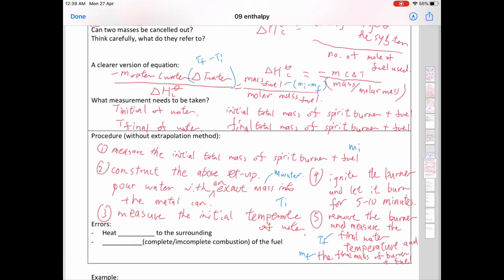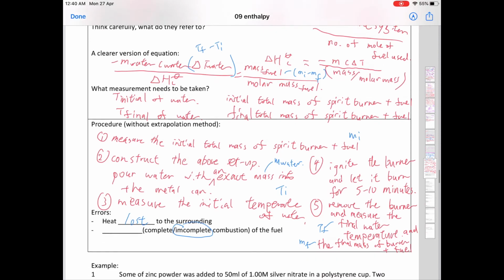And in the setup there are mainly two errors. The first one is that heat is lost to the surroundings, and the second is that incomplete combustion may occur. It will also alter the result. Also, in the setup there may be some things that also absorb heat, for example the metal can, the plastic screen, and the thermometer. They will also absorb some heat, so it may lead to some error. And that's all for the setup part for direct measurement.